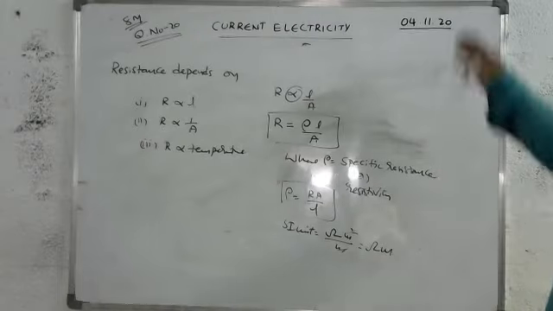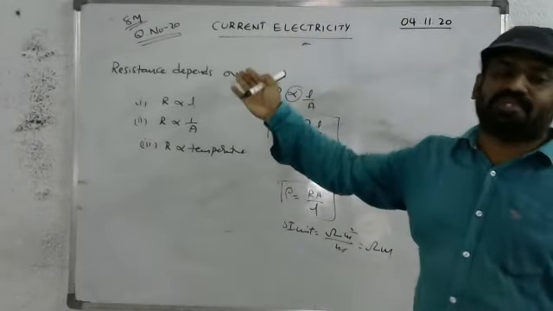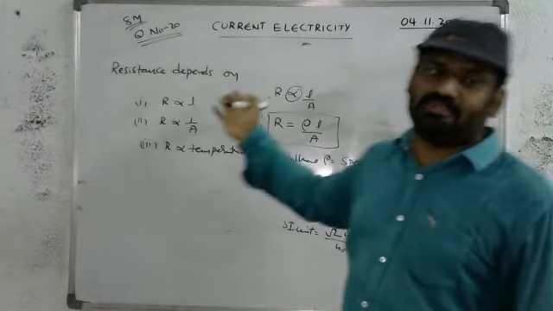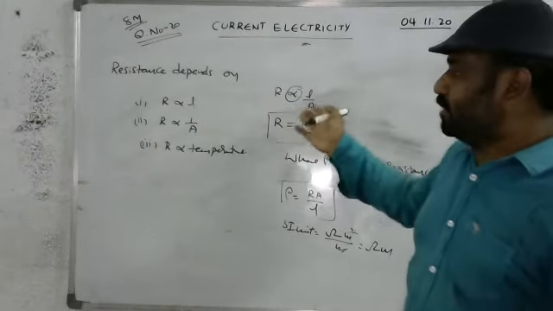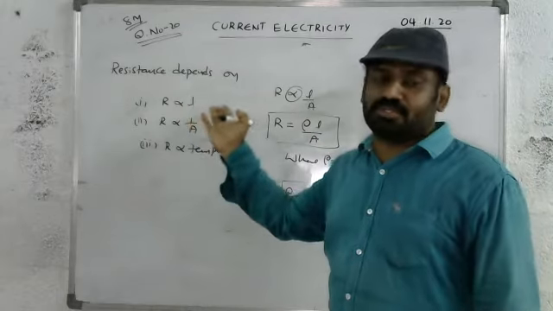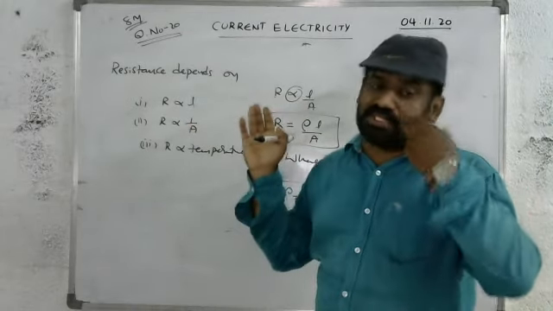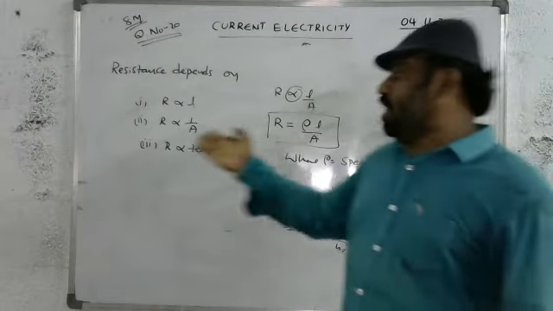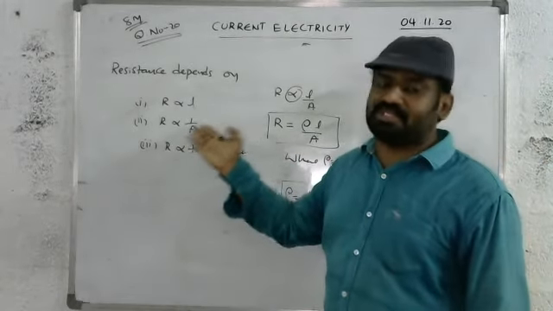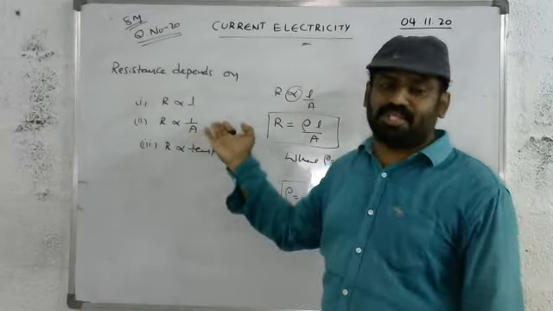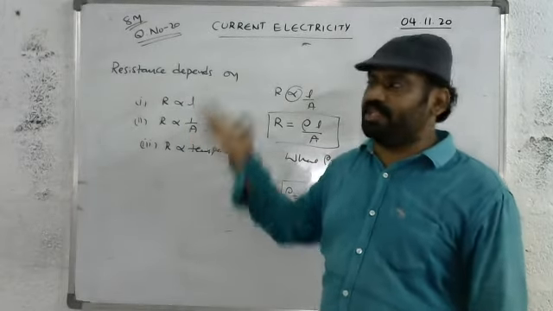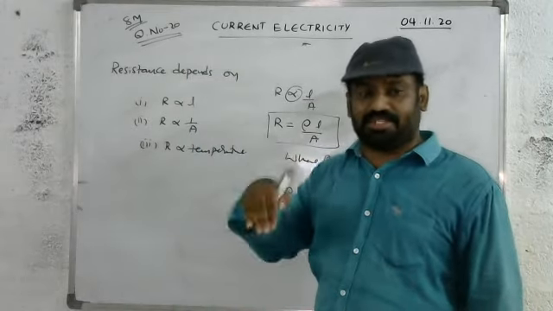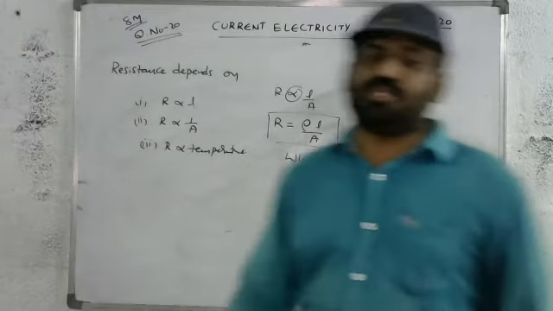So you can look here at what are the factors that influence the resistance of the conductor. Mainly three factors. It is directly proportional to its length: when length increases, the resistance also increases, and when length decreases, resistance decreases. Resistance is inversely proportional to its area: if area increases, the resistance decreases. And it is also directly proportional to its temperature.